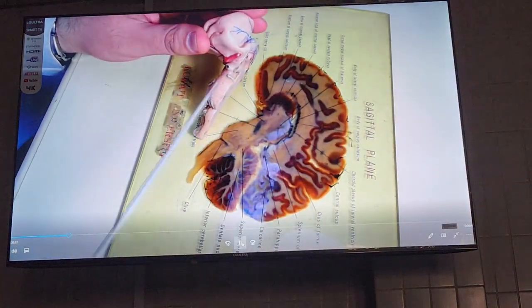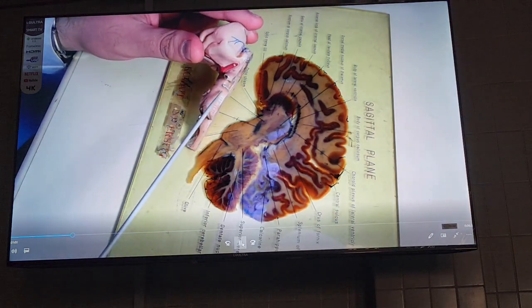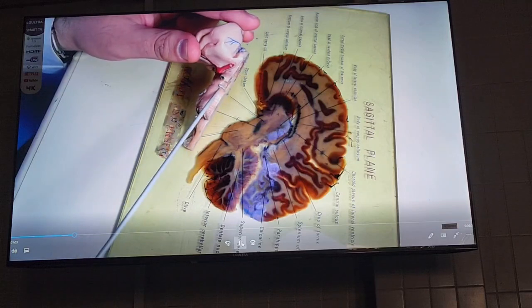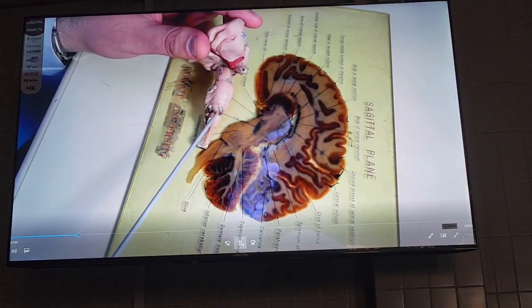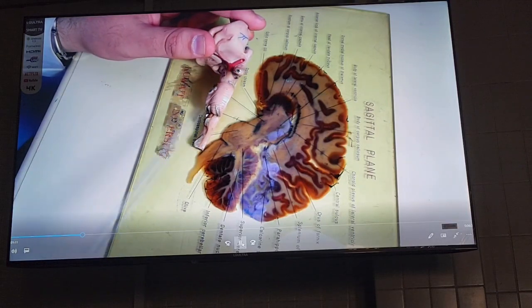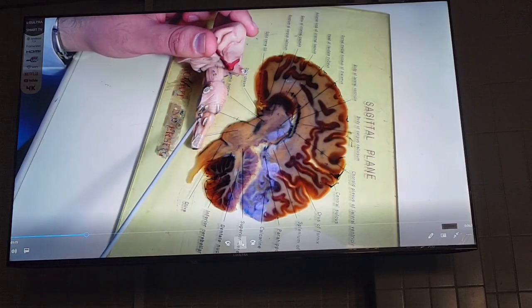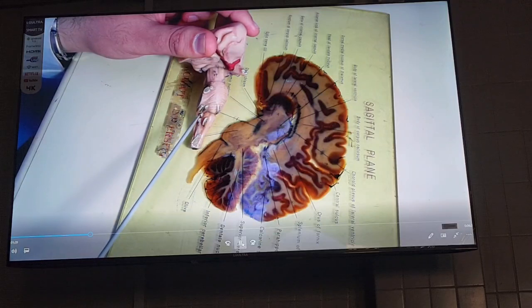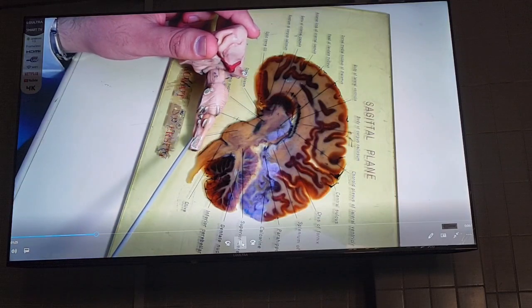In the brainstem are situated multiple cranial nerves, namely the oculomotor, the trochlear, the trigeminal, the abducent, the facial, the vestibulocochlear, the hypoglossal, and the 9th, 10th, and 11th cranial nerves, namely the glossopharyngeal, the vagus, and the cranial root of the accessory nerve.